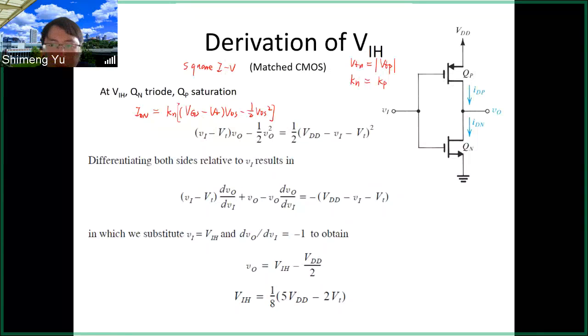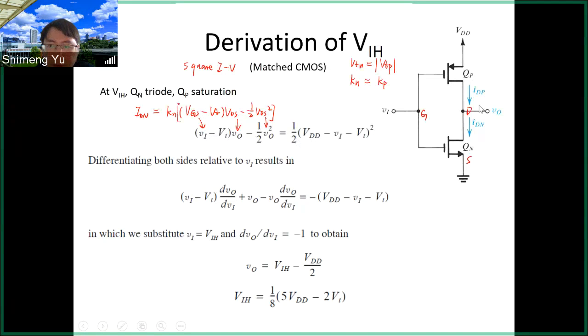And then what is the VGS for the NMOS? VGS, you see here, is the same as the VI. So here we have the VI. And then what is the VDS for the NMOS? VDS is the output voltage, VO. So that's why we substitute the VDS with the VO. So this is on the left hand side.